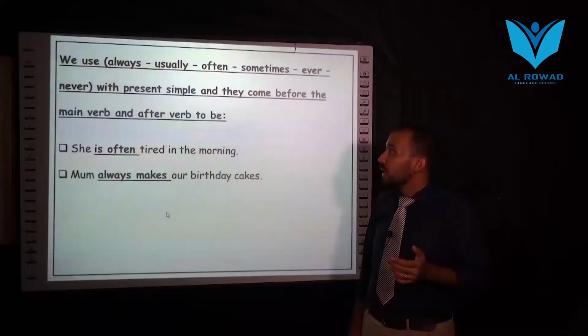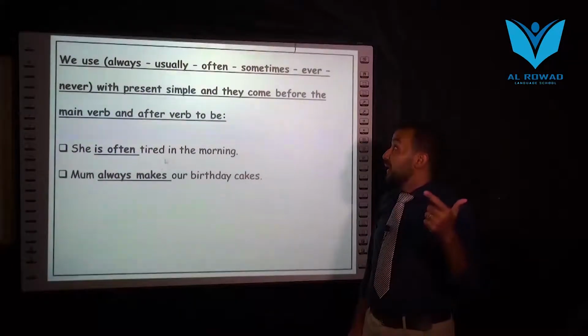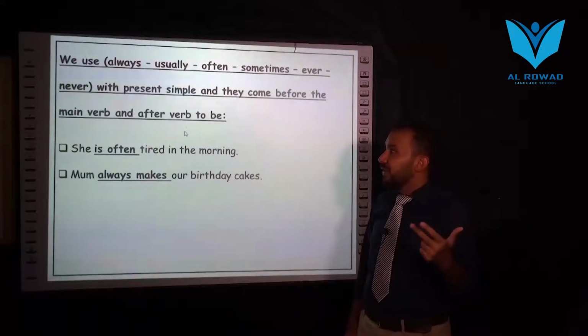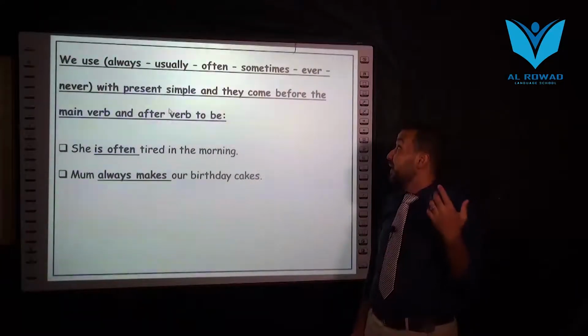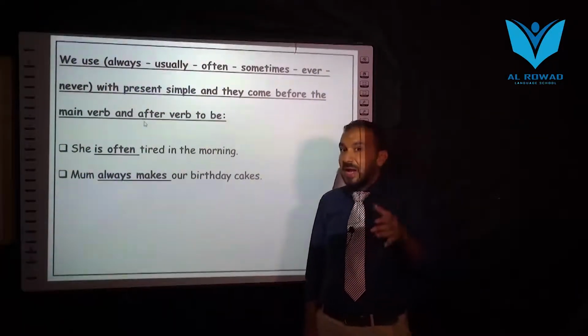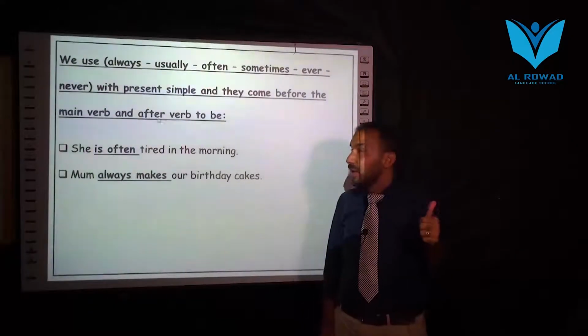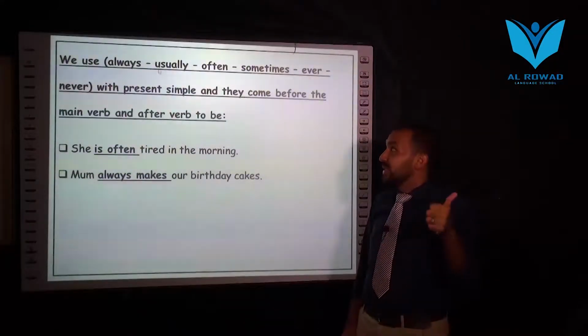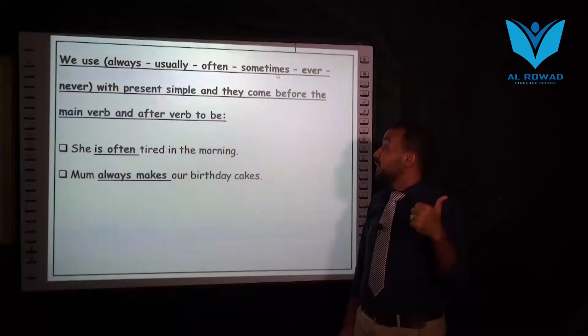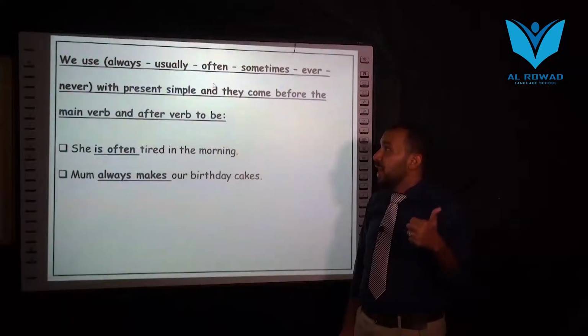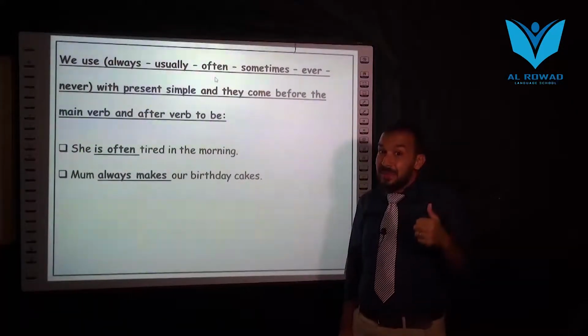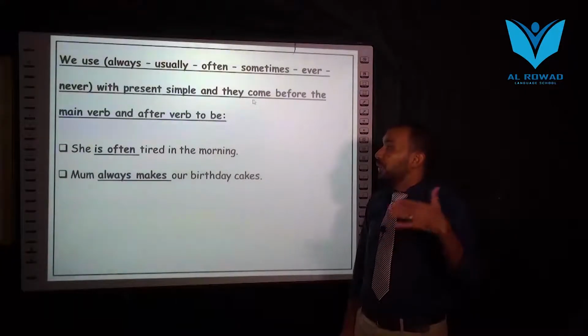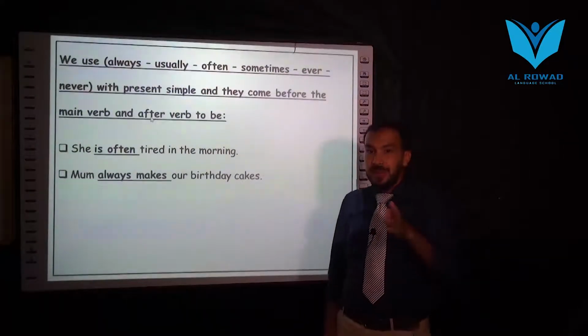Okay? We use always, usually, often, sometimes, ever, and never with present simple, and they come before the main verb and after verb to be. Again, these words, always, usually, often, sometimes, ever, never, I use them with present simple and they come before the main verb and after verb to be.